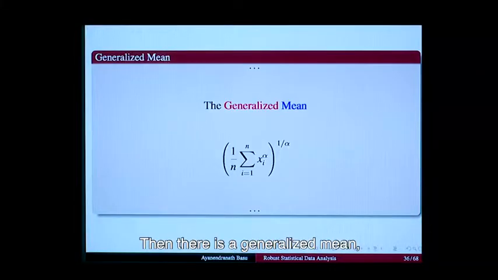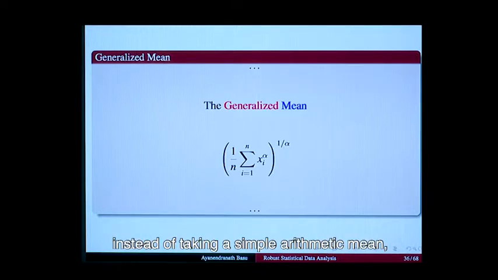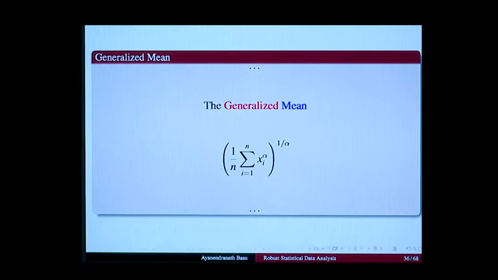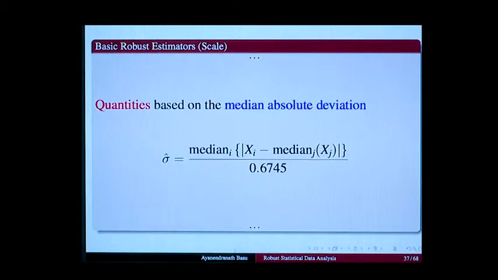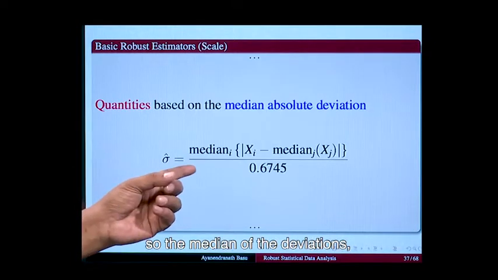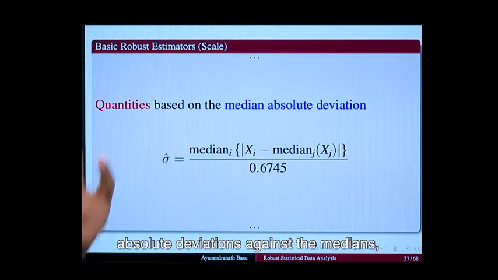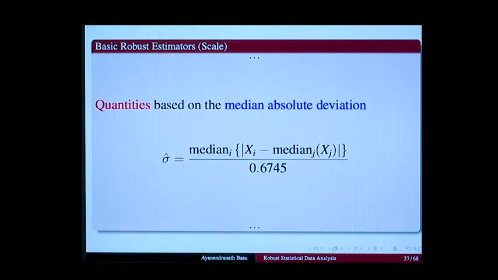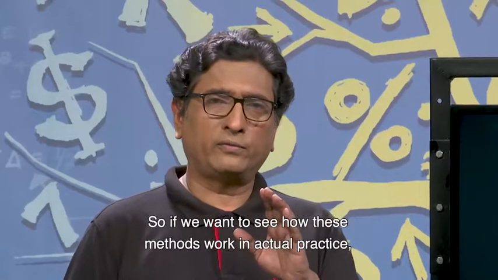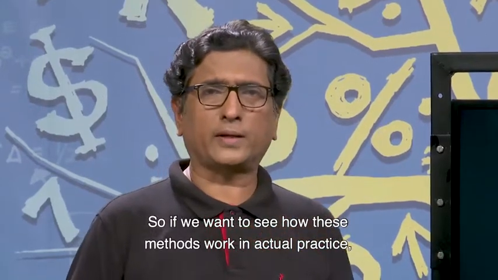Then there is the generalized mean. Instead of taking the simple arithmetic mean, if we throw in an additional constant alpha, then depending on the choice of alpha, your mean estimate may be highly robust. For a robust estimate of standard deviation, we can devise one based once again on the idea of ranks or median. So, the median of the absolute deviations against the median, properly scaled, gives us a nice robust estimate of scale.